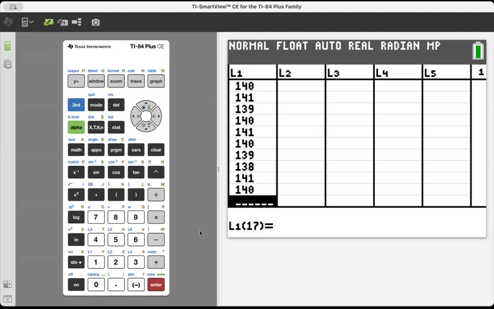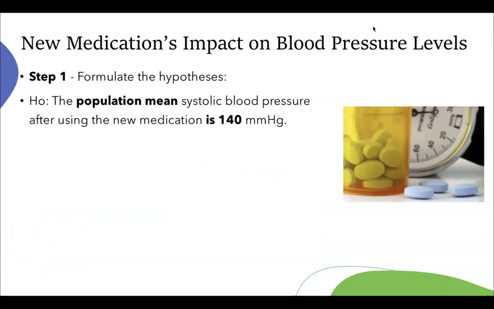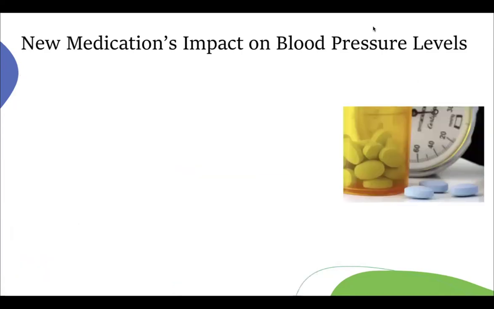Eventually, when we use t-test on the calculator, we're going to reference this list. Okay, so let's write our null and alternative hypotheses. The population mean systolic blood pressure after using the new medication is 140. And let's go back to the words of the problem. It says that before treatment, the population mean is 140. And in a hypothesis test, when we're testing some kind of product, we assume that it does not work. So the null hypothesis is the assumption that the mean is still 140 even after we give the medication. So that's why we write mu equals 140 for our null hypothesis.